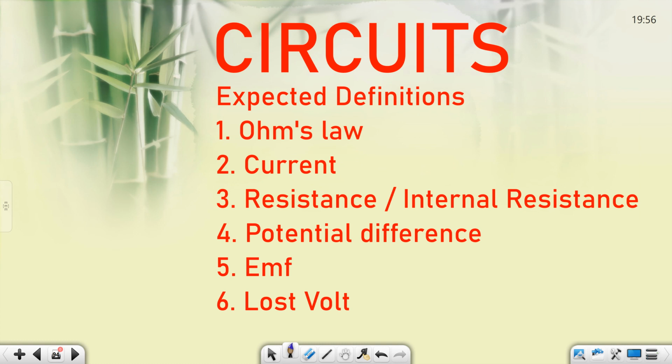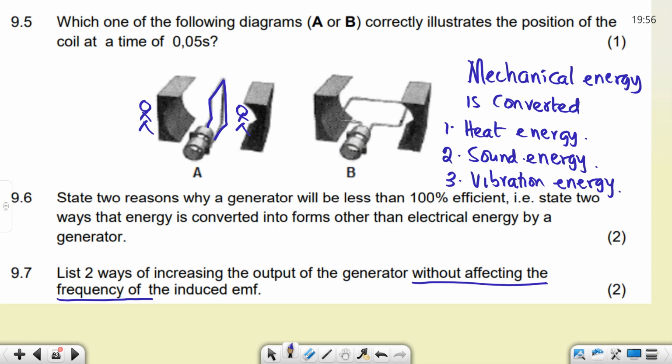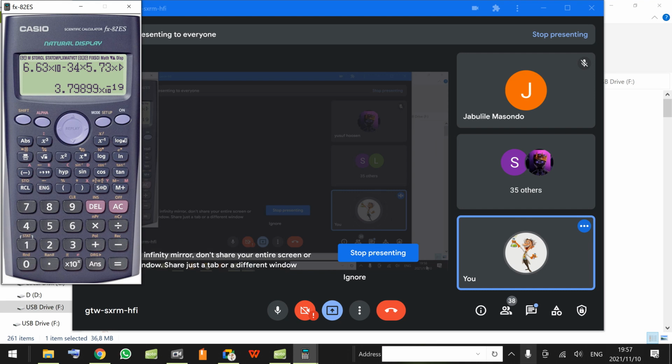Oh, I actually made it. And that is generators and motors done and dusted. Guys, that's it.